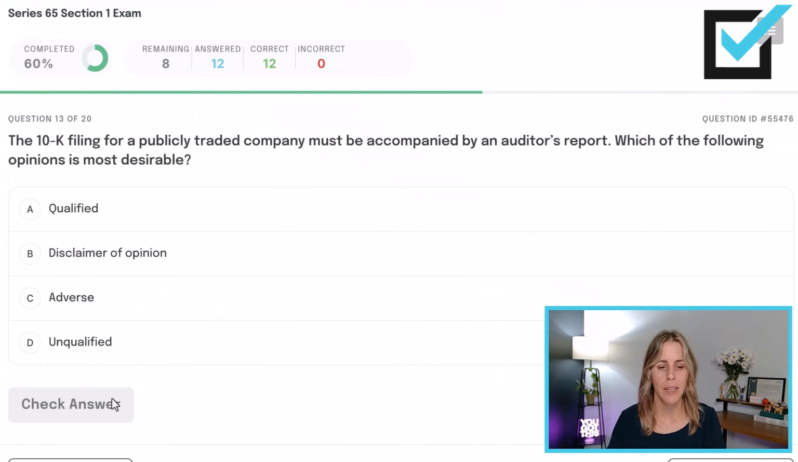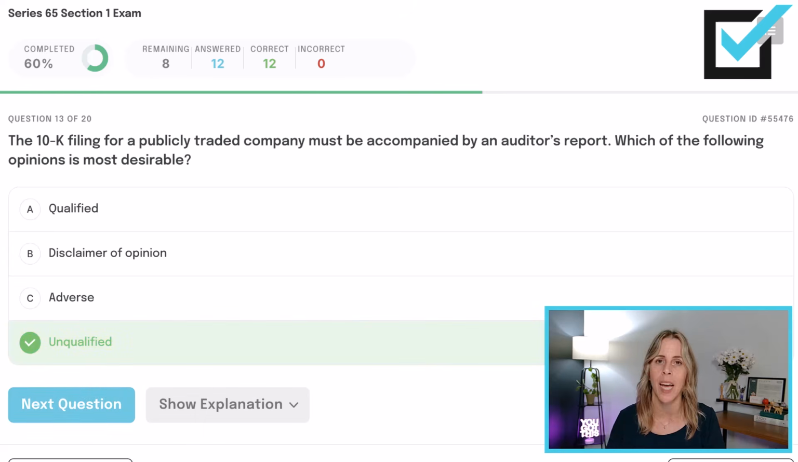The 10K filing for a publicly traded company must be accompanied by an auditor's report. Which of the following opinions is most desirable? We mentioned this earlier. It is an unqualified opinion that is the best type of opinion you can get.